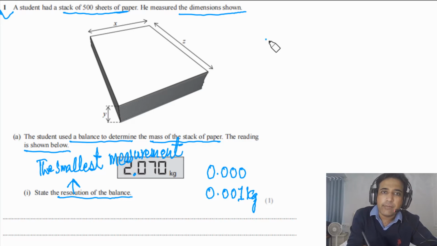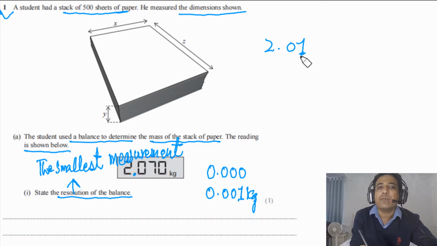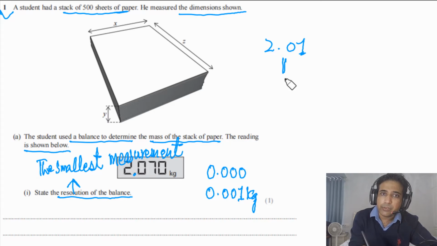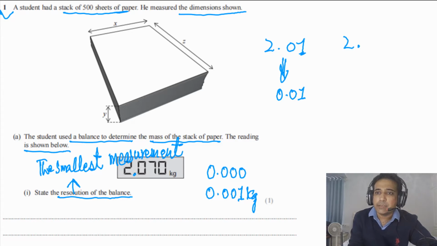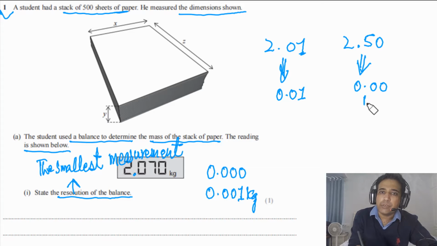Let's say now we have another balance. The reading on that balance is 0.01, for example. So what is the resolution of this one? You will simply say this is 0.01. And if we have another one where the reading on the balance is, let's say, 2.50, what is the resolution of this one? You will say this is 0.00, meaning the resolution will be 0.01. So these two balances have the same resolution.